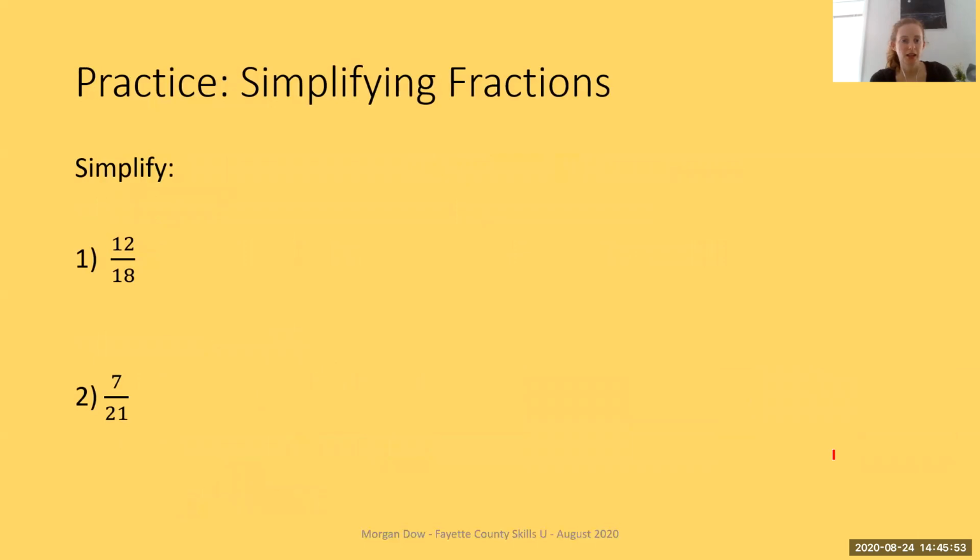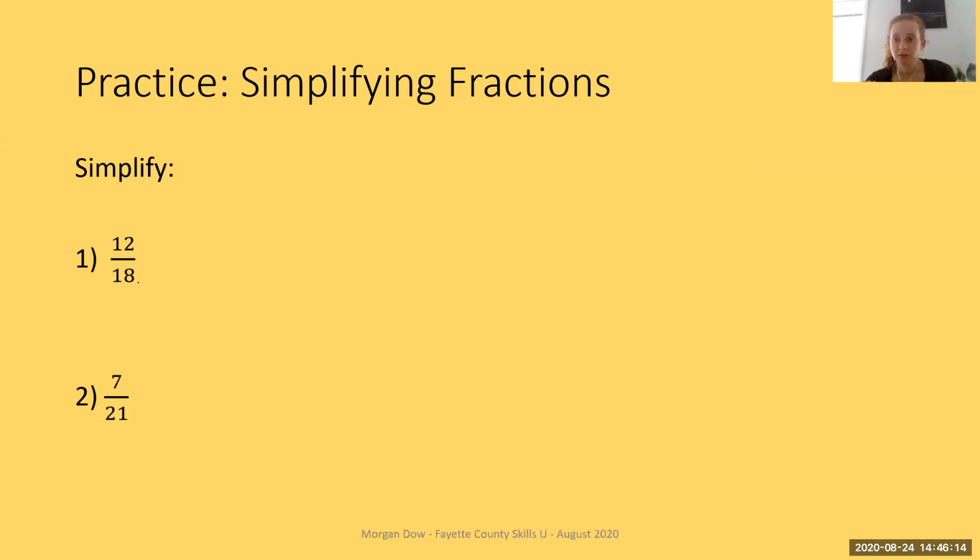All right, let's get some practice. So I want you to try simplifying each of these fractions. And when you are done, you want to come back to the video. So number 1, simplify 12/18 or 12 out of 18.